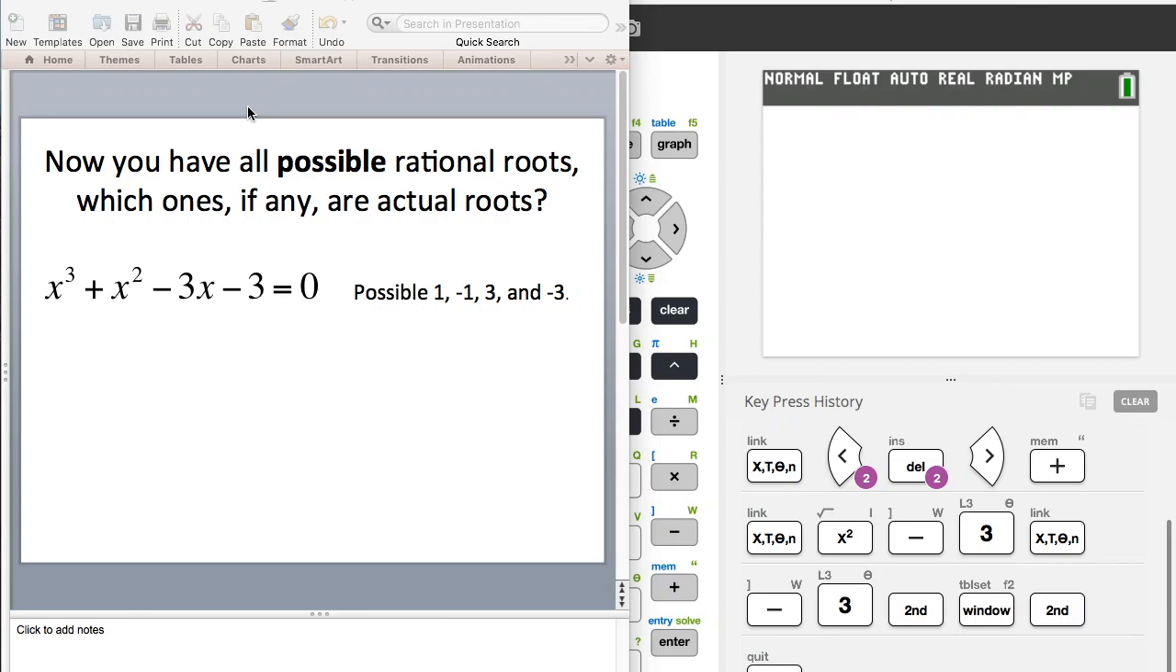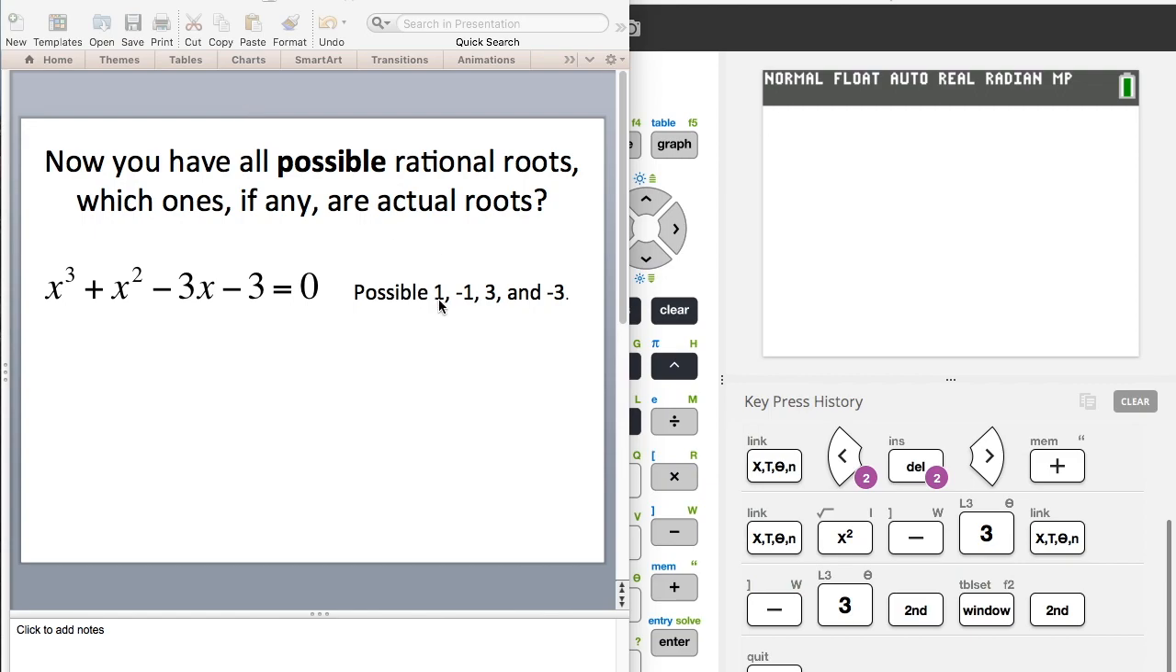Okay, now going back to the problem we just looked at, x cubed plus x squared minus 3x minus 3 equals 0, and we found that the possible solutions were 1, -1, 3, and -3. Now I want to know if any of those four possible solutions are actual solutions. There's a chance all three of our solutions are in that list right there, but we need to check.